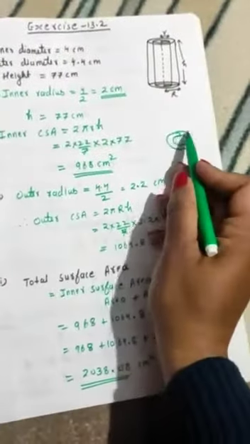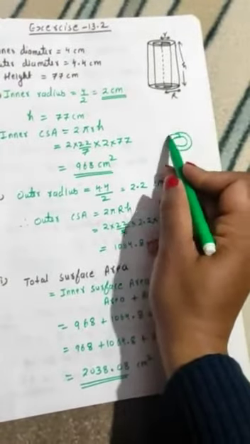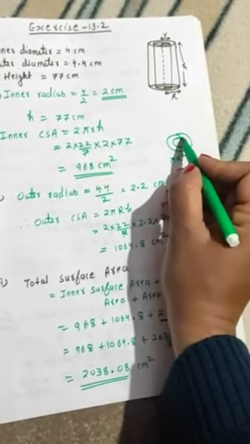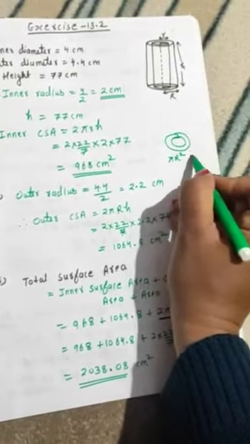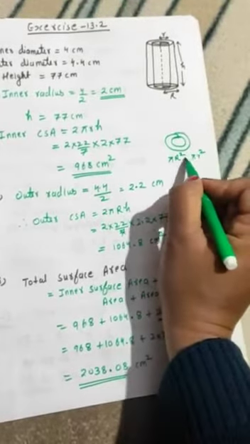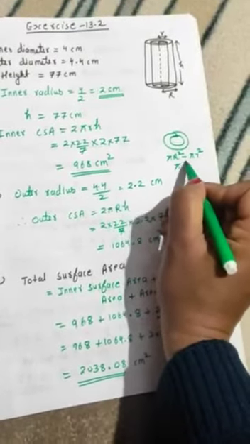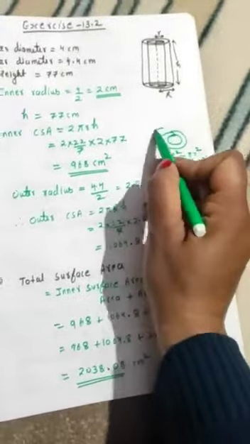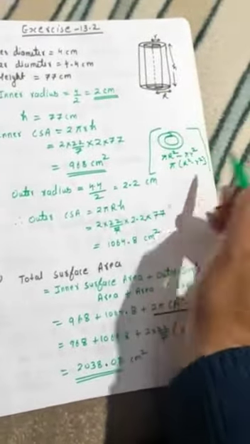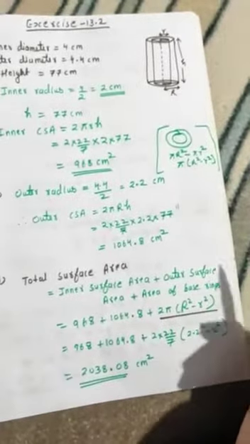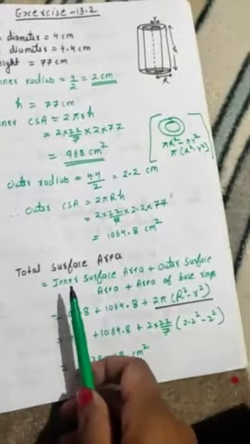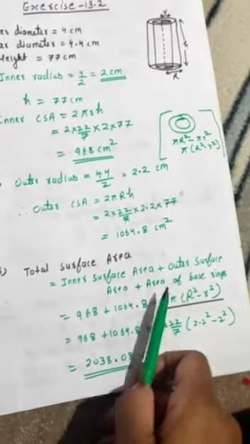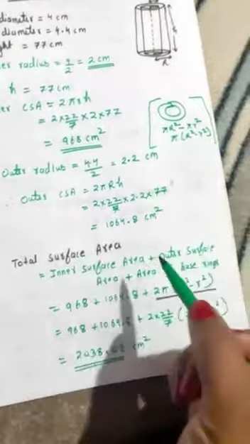And what is the area for this? Since this is a circle, the area will be pi R square. And since this is the inner, this will be pi small r square. And then you have to subtract. So this will be pi common, R square minus r square. So this is the formula for calculating the area of a ring. Okay, I hope all of you have understood. So similarly, total surface area will be inner surface area plus outer surface area plus area of base rings. So there are 2 base rings.